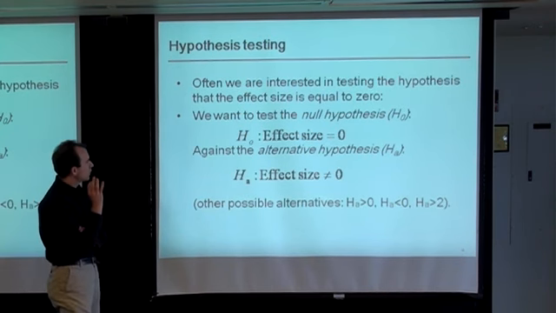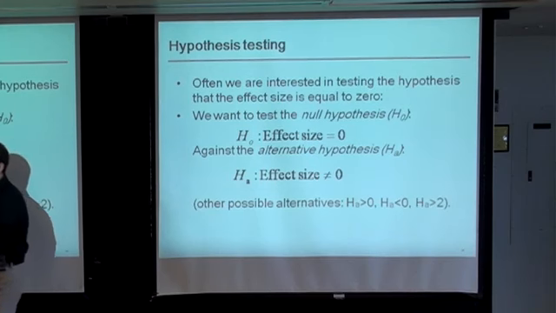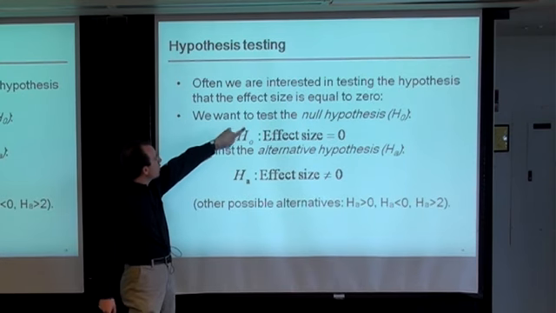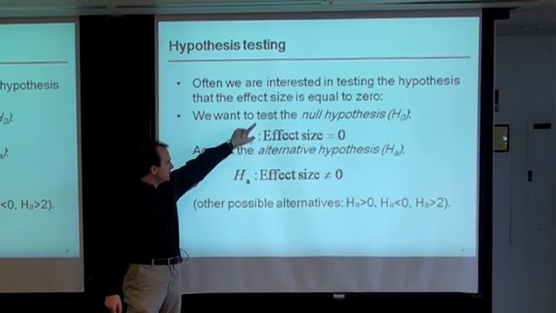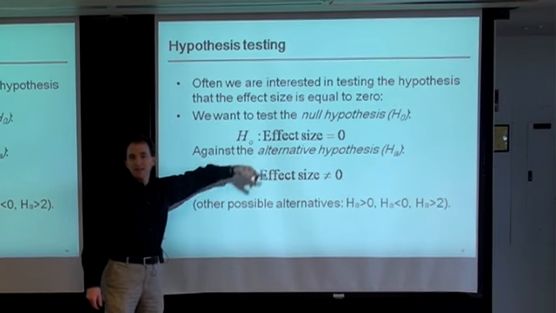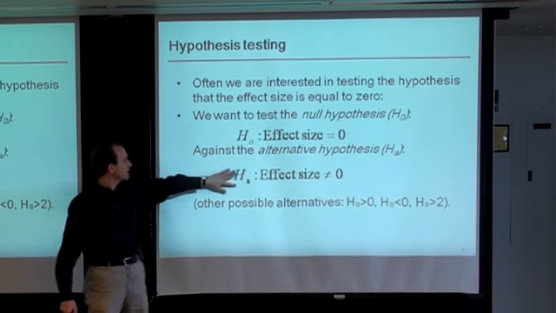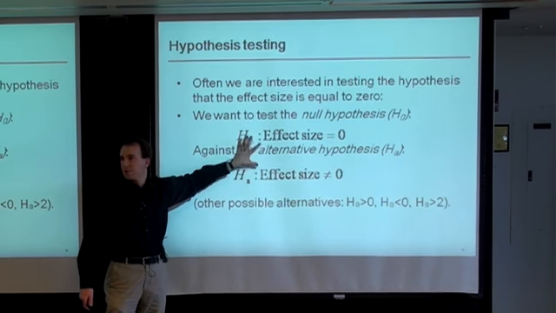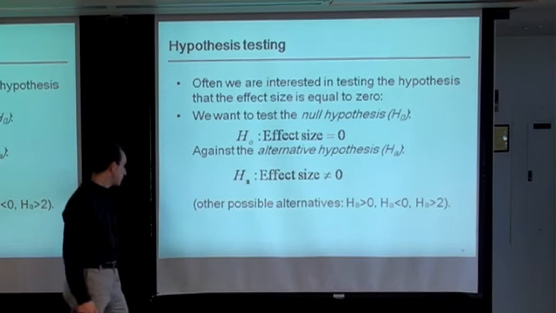And so, how do you test the hypothesis that my program had any effect at all? What we technically want to do is test what's called the null hypothesis, that the program had an effect of nothing, against an alternative hypothesis that the program had some effect. Okay, so this is the typical test that we want to do.